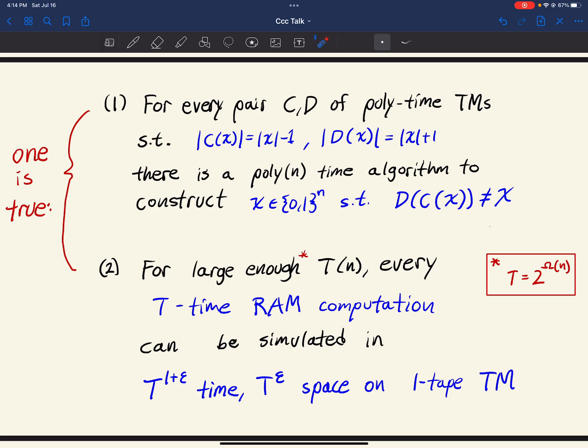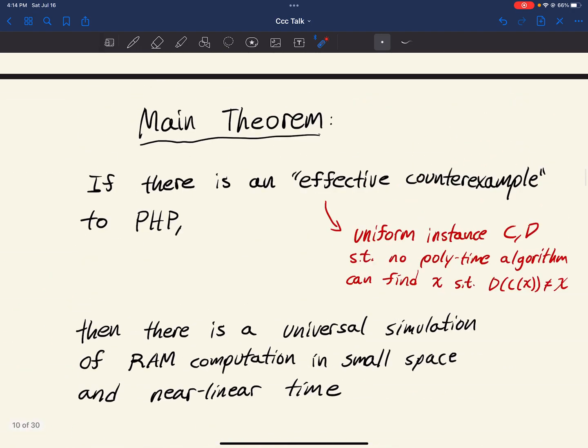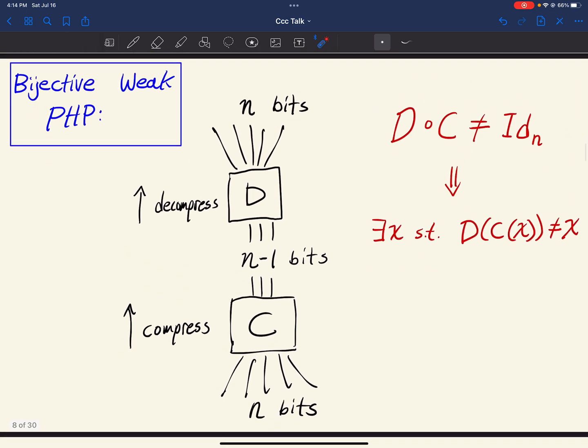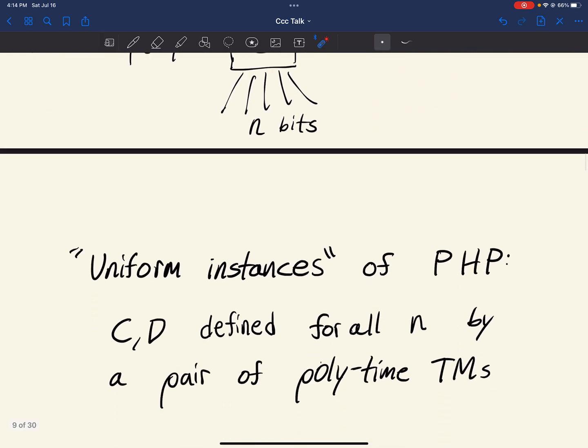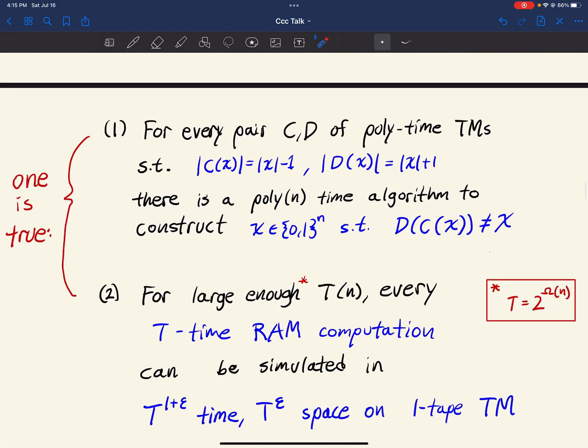And so why do I call this a derandomization problem? Let's look back at the definition of the Pigeonhole principle. With probability 1/2, if I sample an n-bit string at random, it's not going to map back to itself, because the domain is twice as large as the codomain of C. So there's a natural randomized algorithm that just samples an n-bit string and tests whether it's a solution. What we're wondering is, can we derandomize this and get a deterministic one, at least in the case where C and D are given by uniform Turing machines.